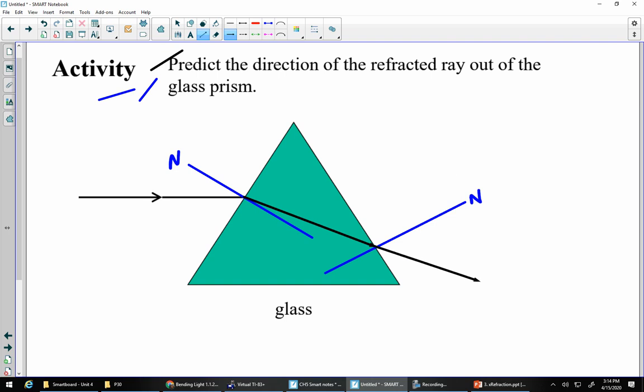Here's where it would have gone if there was no change in optical density. But if it's bending away, it's going to be bent downwards away from it. So we might see it coming out something like that. Cool, so I hope that makes sense.